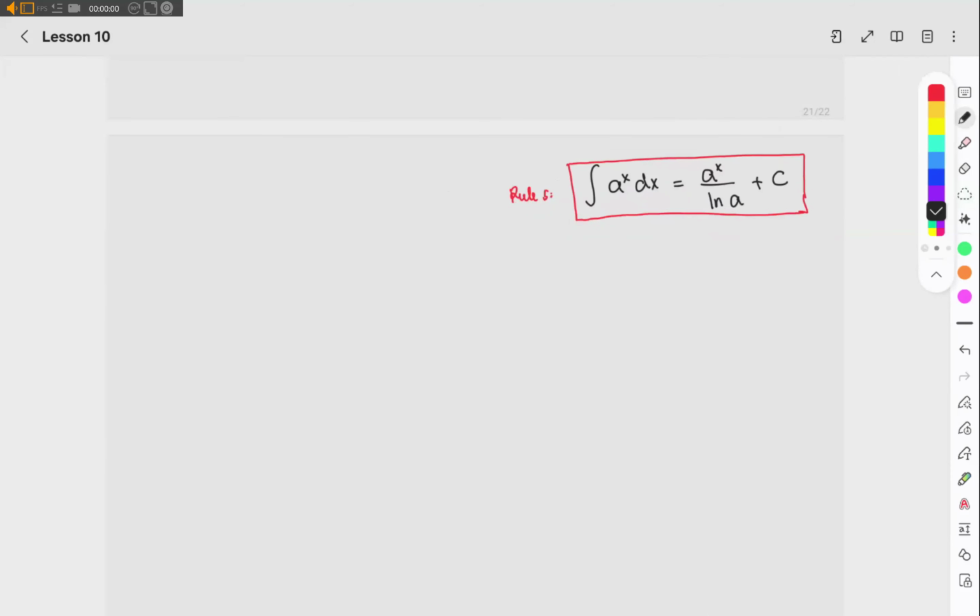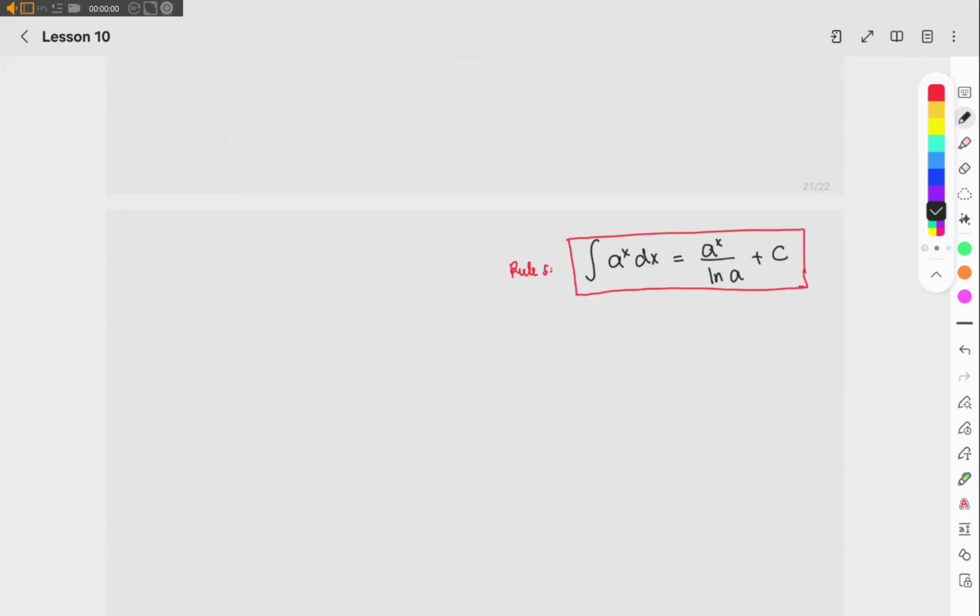So rule number 5 is basically if you have an integral of a number raised to x dx. Now 46. Let's just start with the simple one. Integral of 2 to the x dx. If you look at this, our a here is 2, right? So it's just simply equal to 2 to the x over ln of 2 plus c. It's a very simple example.